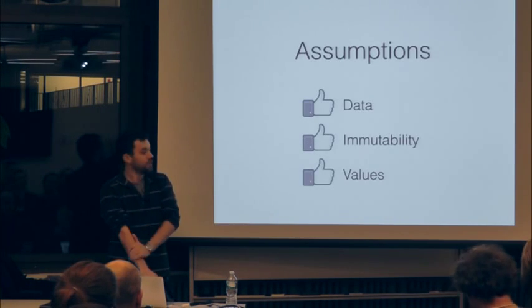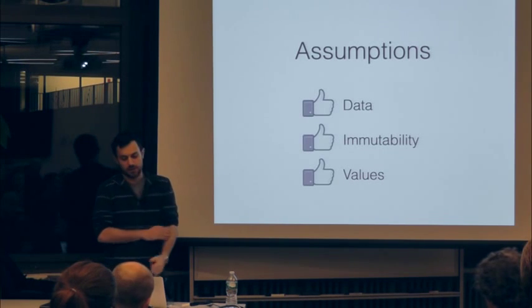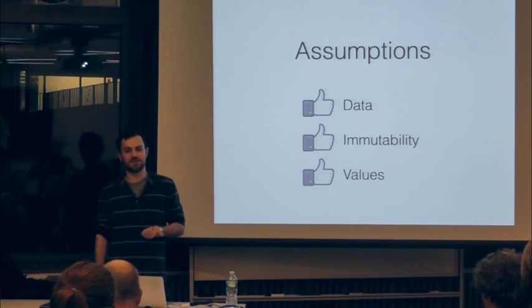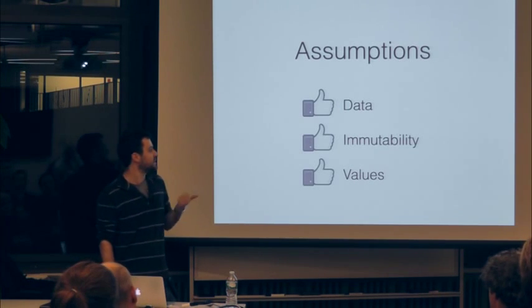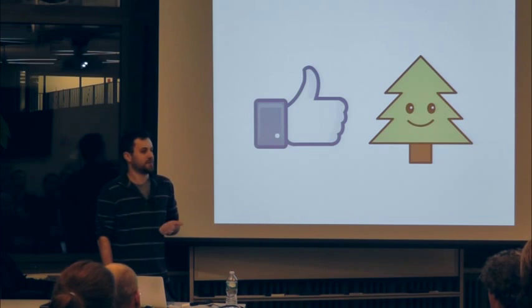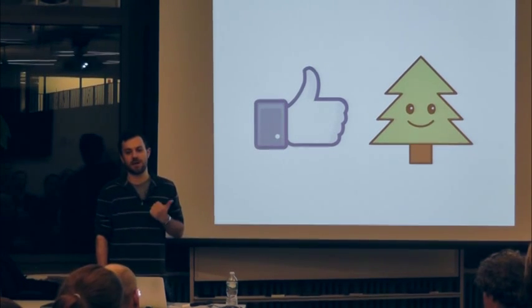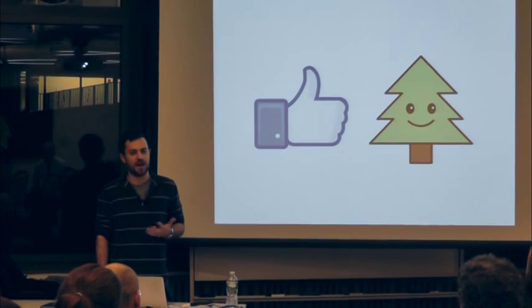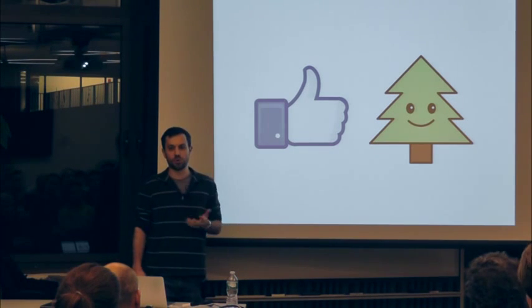So for this talk, I'm going to assume that you guys, being Clojure folks, you like data, you like immutability, you like values, you like all of these things. And so what I'm arguing is that this means you really like trees. Trees give you all of those things in many ways and make them possible. I want you to have a new appreciation for trees and a few more tools to think about them.